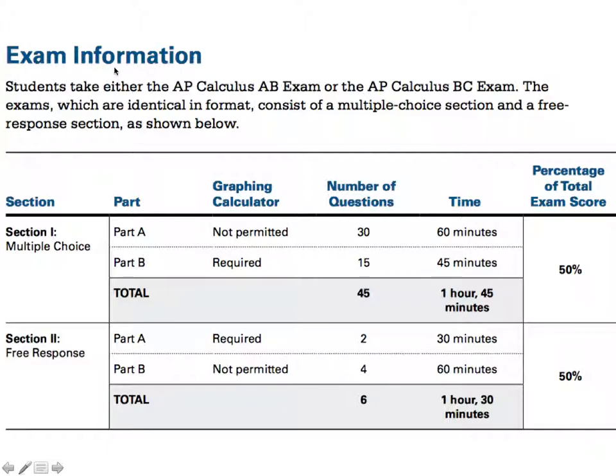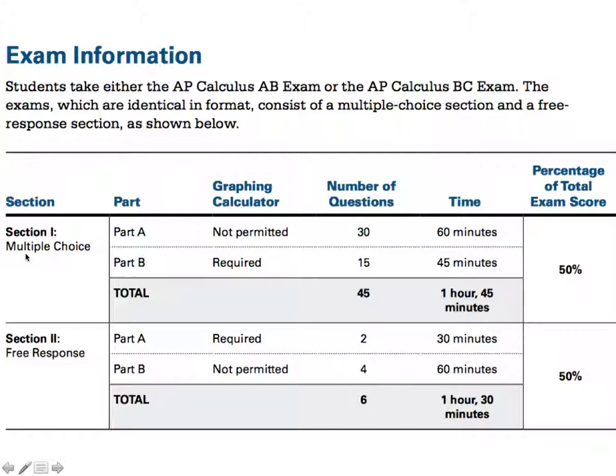The exam information, a little bit about the AP exam. The multiple choice section has two parts, A and B. Part A is the first given. There's no calculator. It's 30 questions and 60 minutes, so 2 minutes per question. Part B allows you to use a graphing calculator. It's 15 questions, 45 minutes. So this is where you want to do your f-ints and your n-derivs and stuff like that.